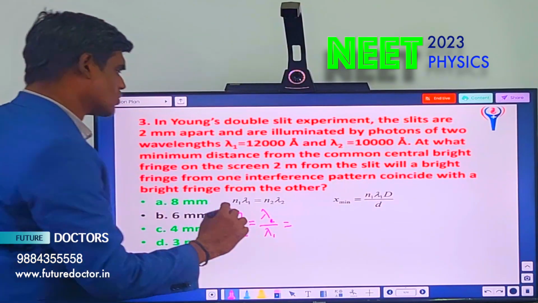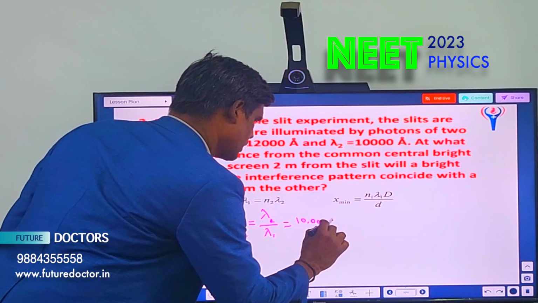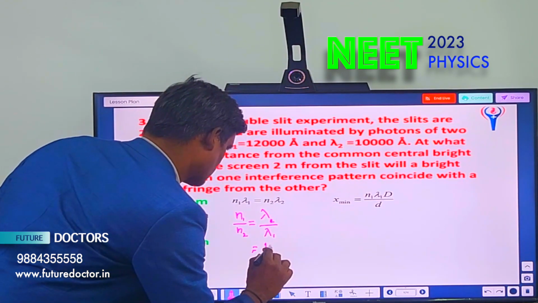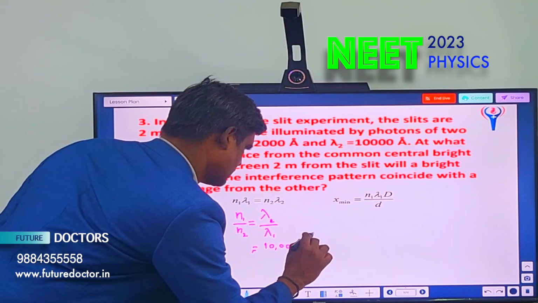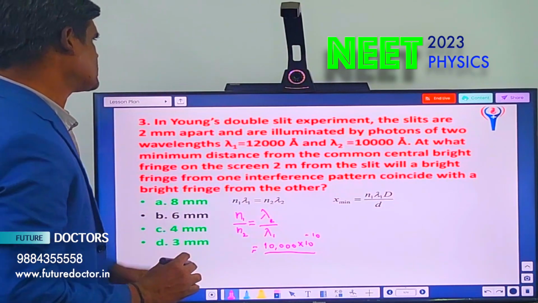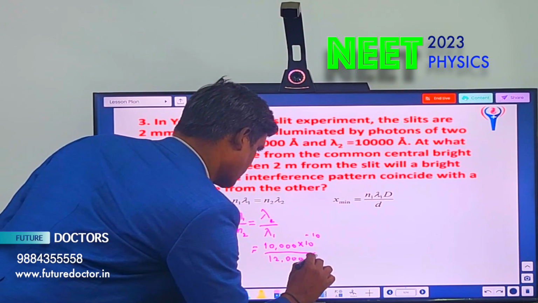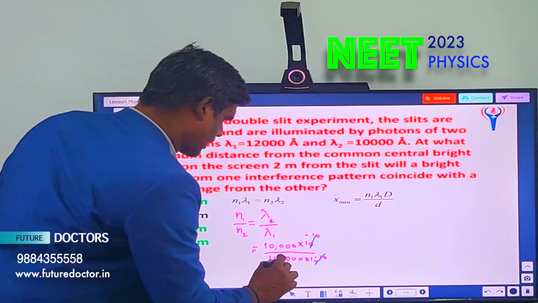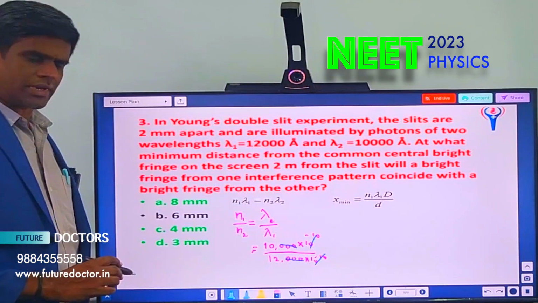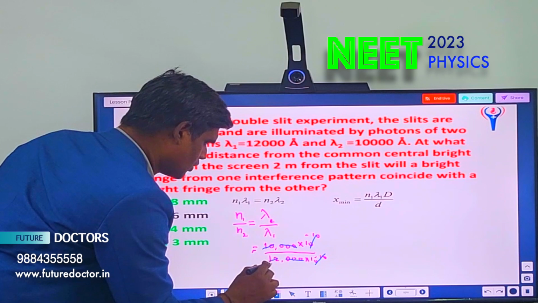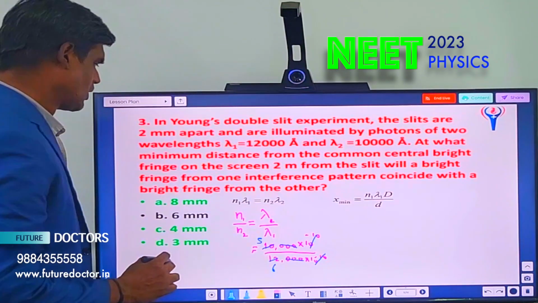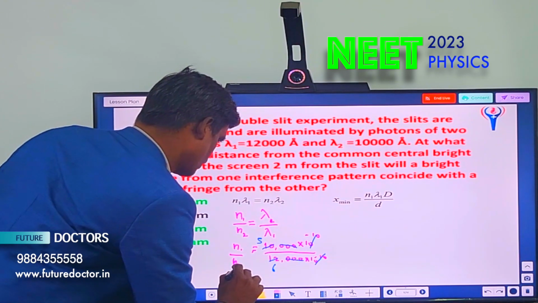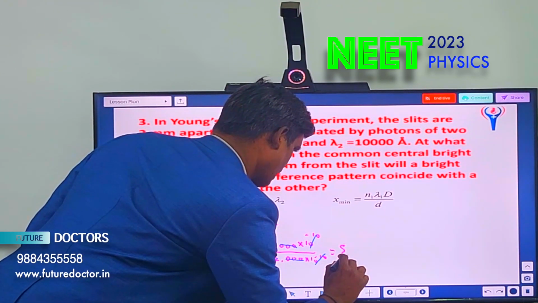Lambda 2 is 10,000 Armstrong, that is 10,000 into 10 power minus 10, divided by lambda 1, which is 12,000 into 10 power minus 10. Then simplify this. 10 power minus 10 gets cancelled, and the 3 zeros get cancelled. Then use the 2 table: 2, 6, 12, 2, 5, 10. Then n1 by n2 equal to 5 by 6.